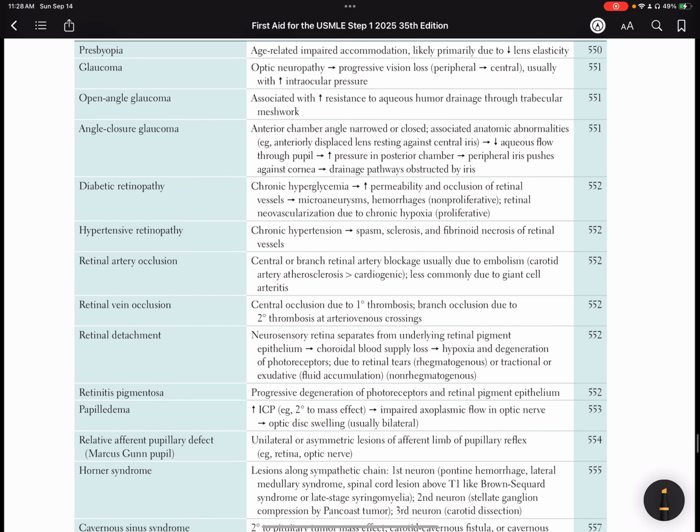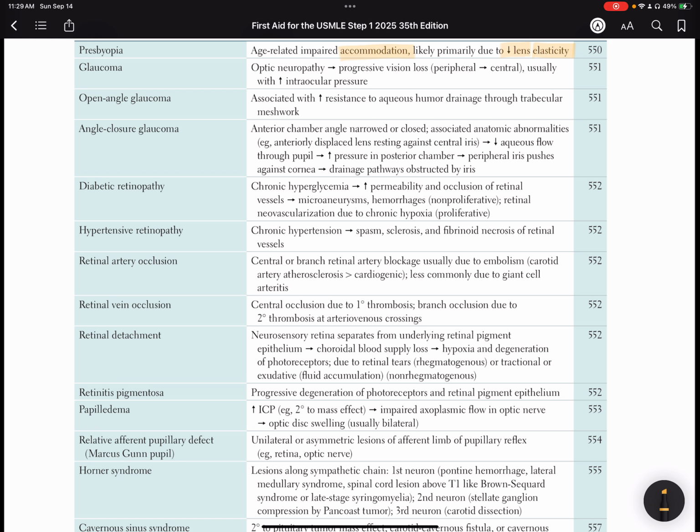Next condition is presbyopia. Presbyopia is age-related impaired accommodation, likely primarily due to decreased lens elasticity.